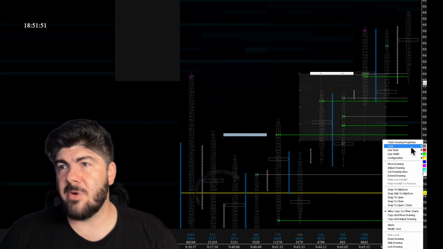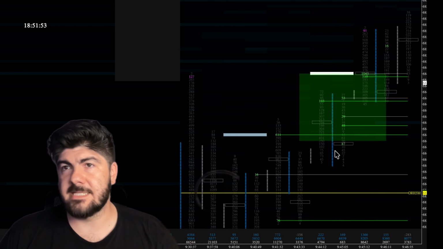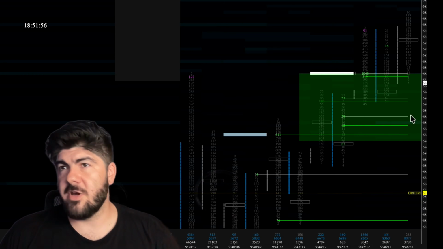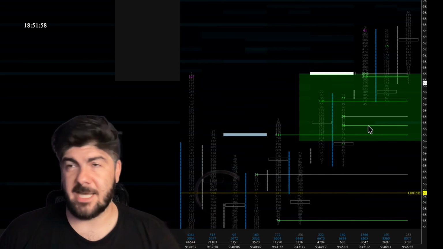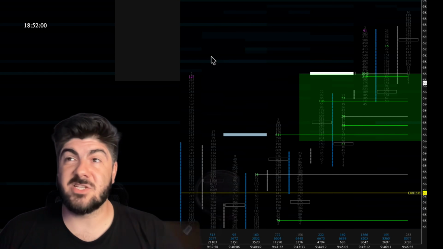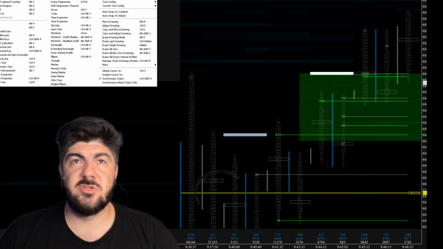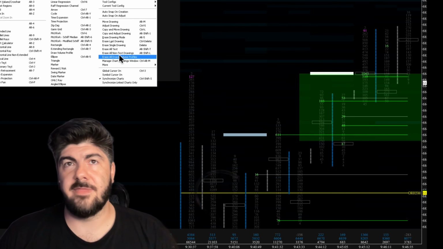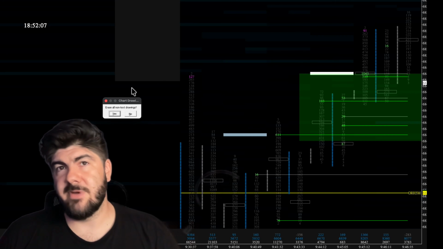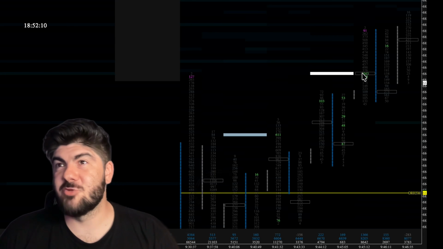I make it a green box and then I go ahead and I extend this green box out as a drawing so it intersects with future price action. At this point, the chart might start to feel cluttered to you. You can go to and erase all non-text drawings, which will erase my box as well, sadly, but I'll just redraw it again.